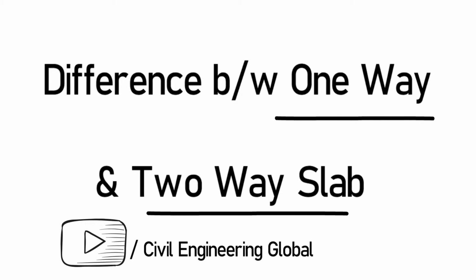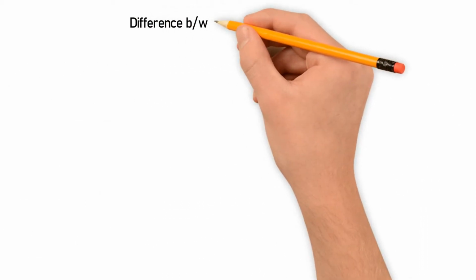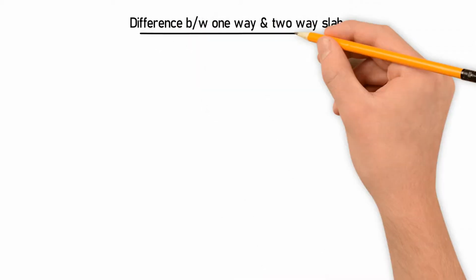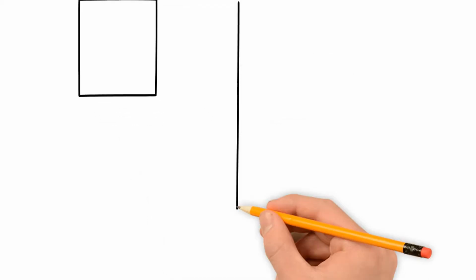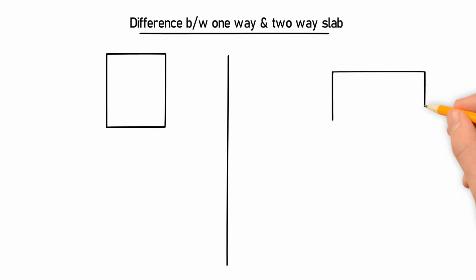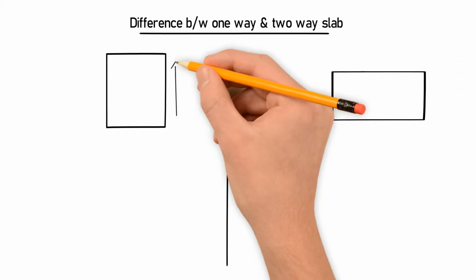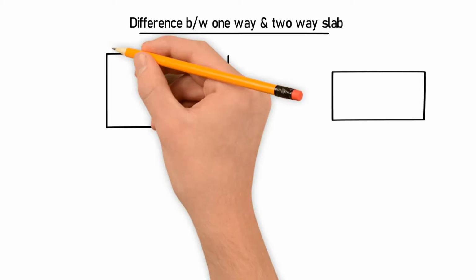So let's discuss the difference between one-way and two-way slab. Let's draw the two diagrams first. So this side is the L and this side is the B.